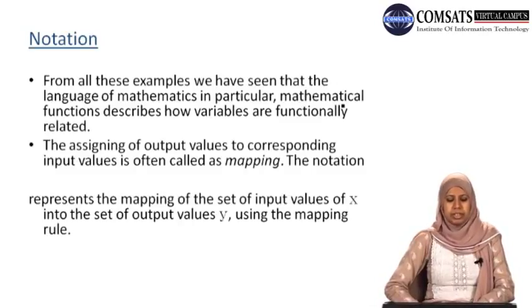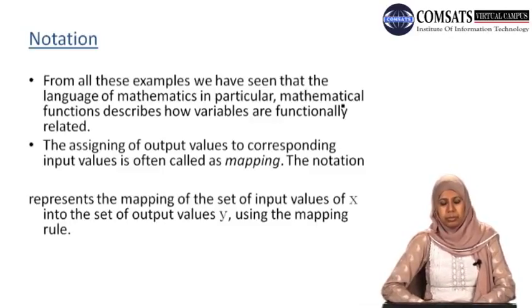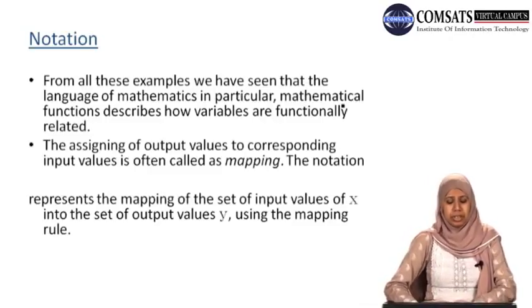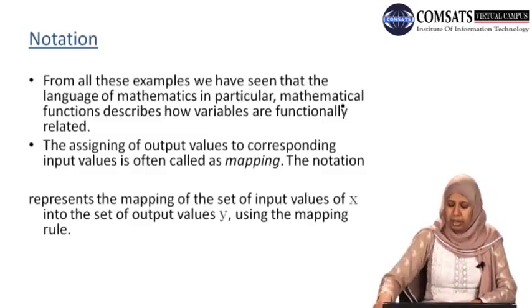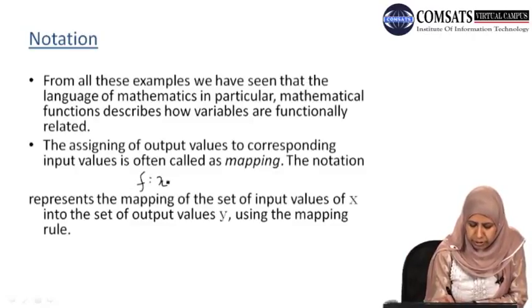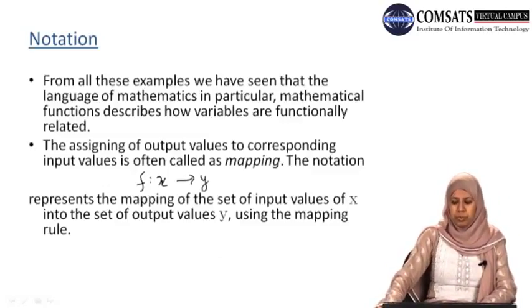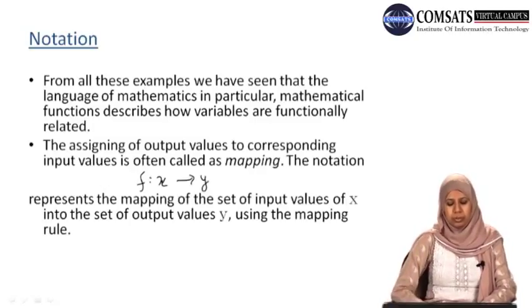From all these examples we have seen that the language of mathematics, in particular mathematical functions, describes how variables are functionally related. In our daily life examples, the price of the taxi is one variable. It is related to the day of the week and the distance traveled. The assigning of output values to corresponding input values is often called mapping, and the notation we use is f colon x arrow y. This notation represents the mapping of the set of input values x into the set of output values y using the mapping rule f.